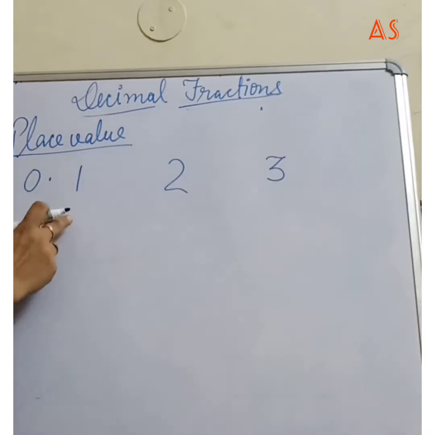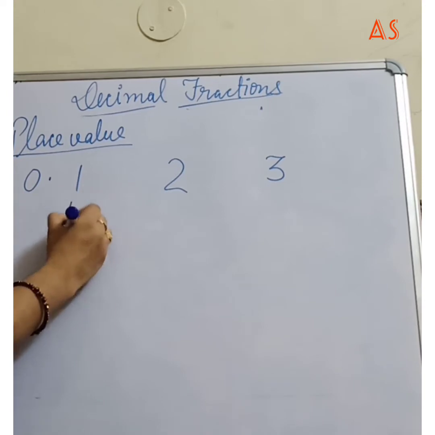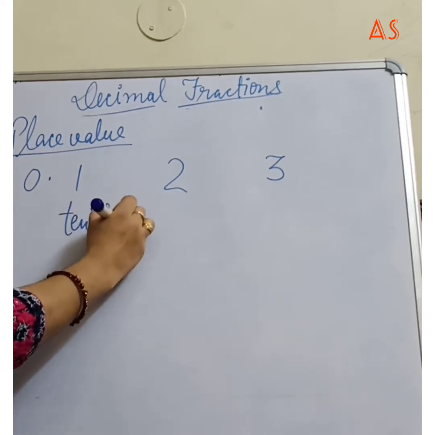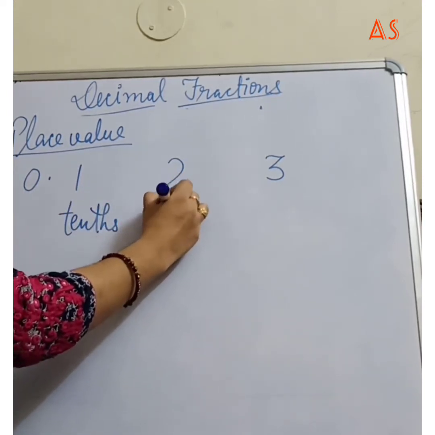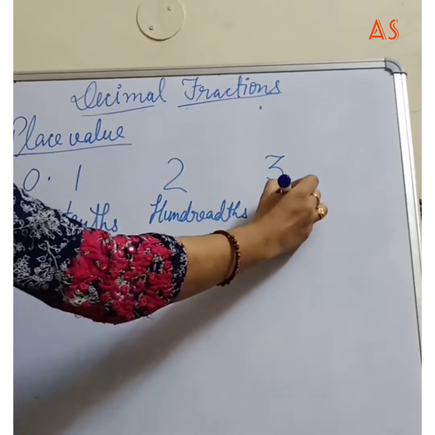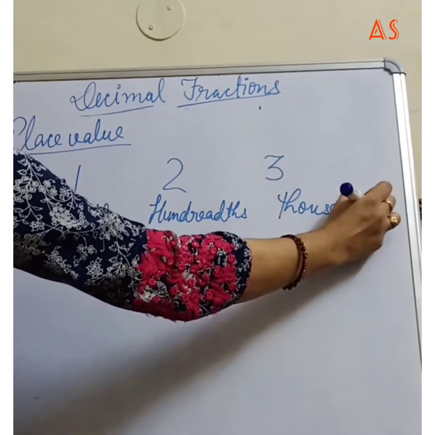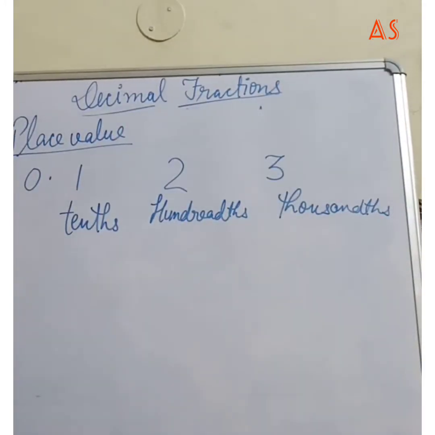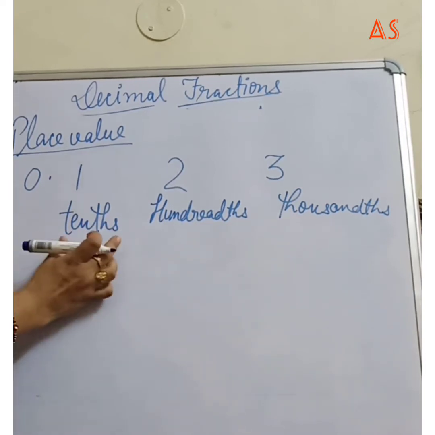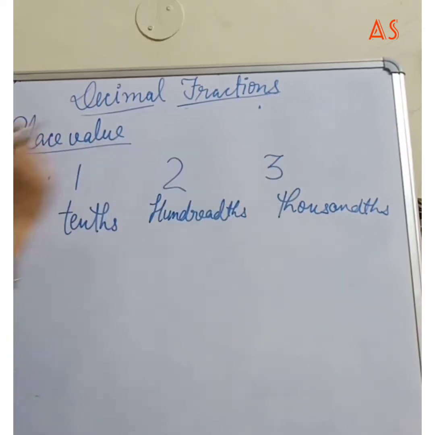Firstly, suppose 0.123. Okay. So how to read? First is your 10th place. Second place is your 100th place, then 1000th place. So this way firstly we read the parts after the decimal. So first place is your 10th place. So place value of this number is 1 upon 10. This is 2 upon 100. This is 3 upon 1000.